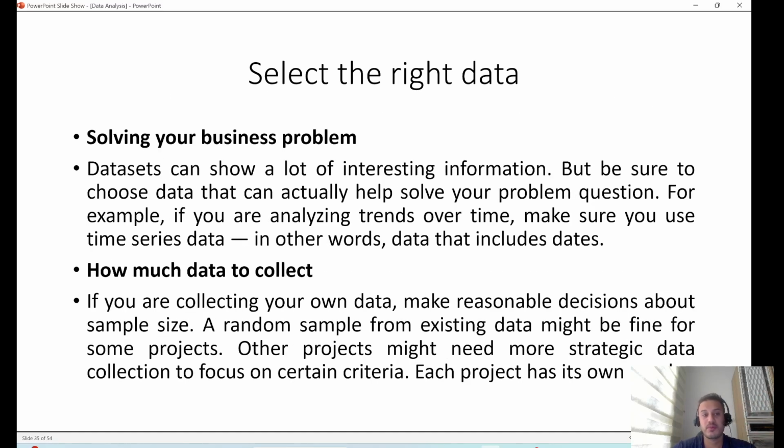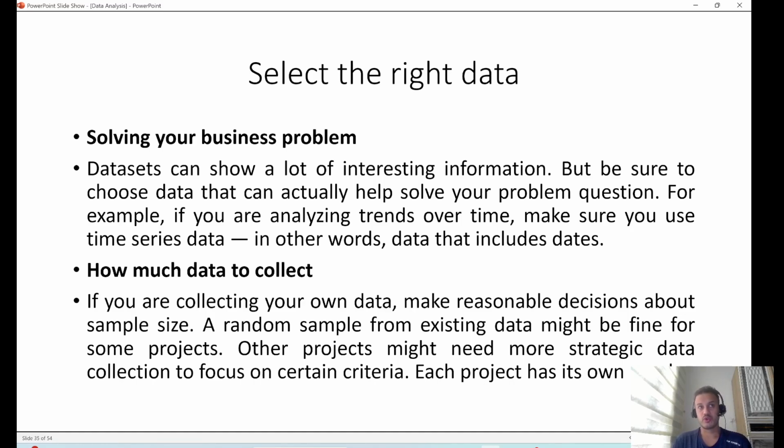Then solving your business problem. If you need to work with data over time, you need to collect the date and time. If you need to check the frequency, you need to make a bar chart. From the bar chart you see how much frequency you have. Depending on the business, you have to collect the data for it. How much data to collect depends on your project.